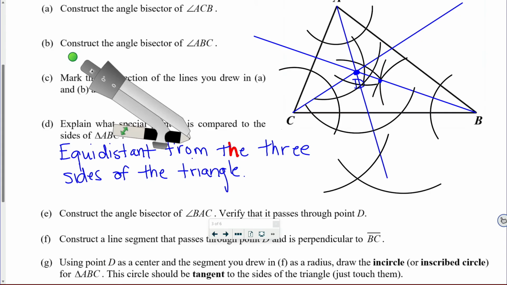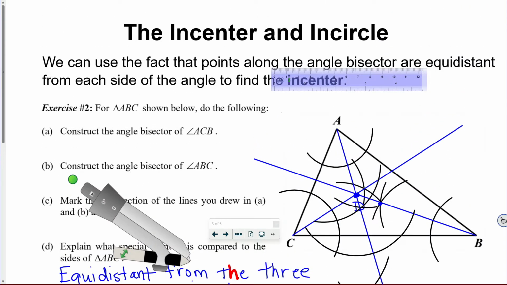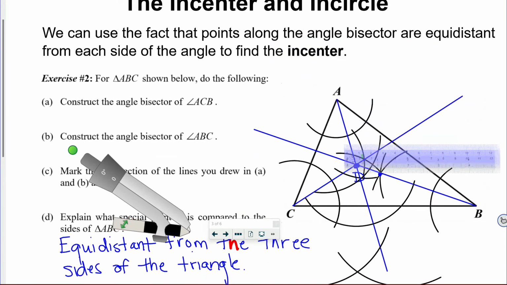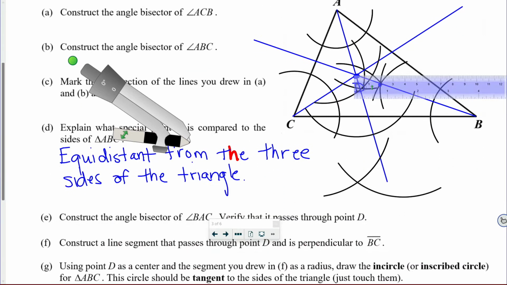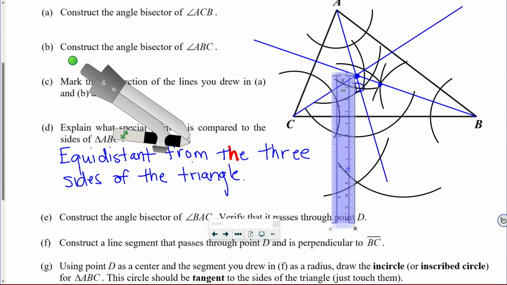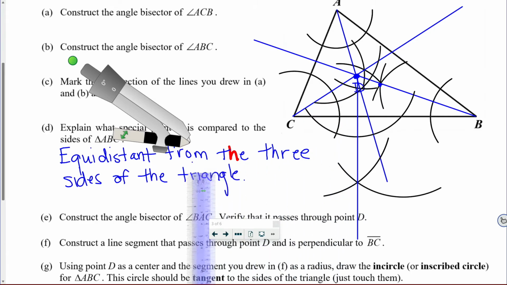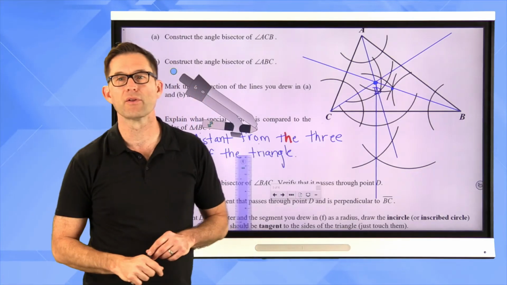That should be, there's my ruler. I'm like, where'd my ruler go? I put it somewhere. Let's see. Rotate my ruler down. X marks the spot. That is now a line going through D perpendicular to BC.